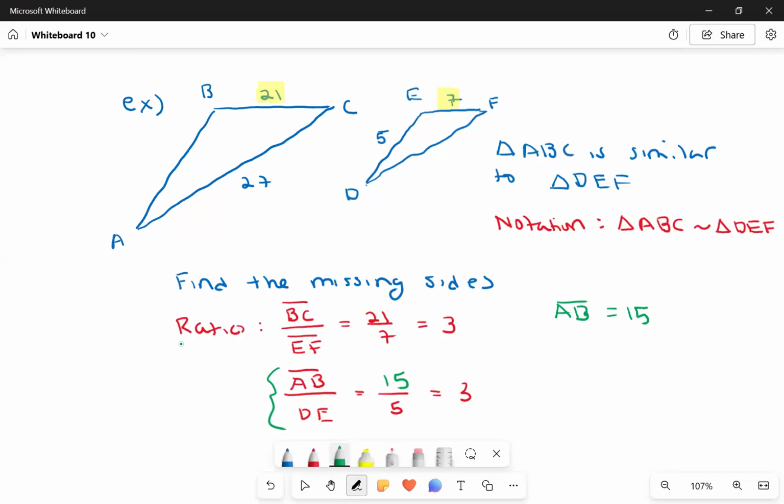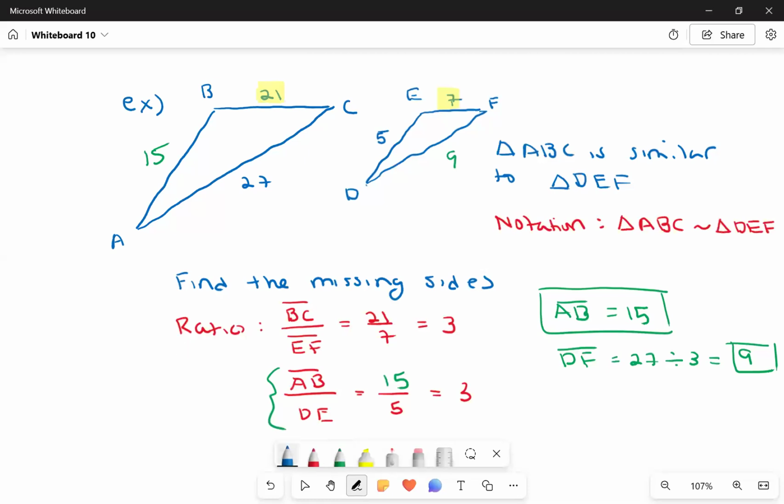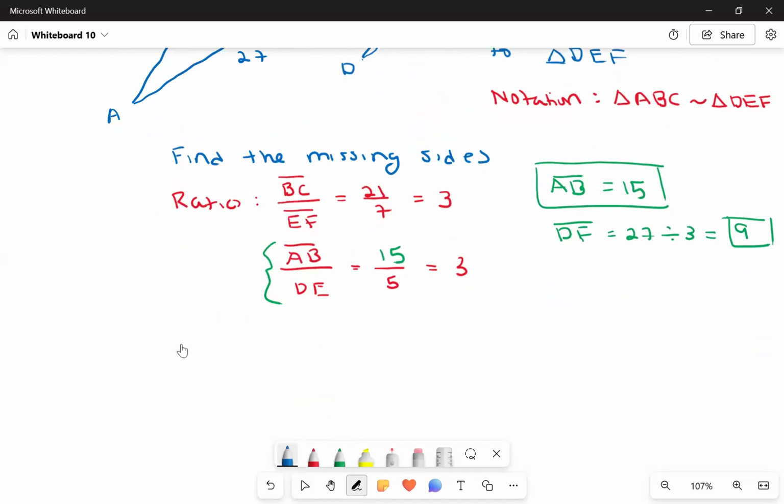Let's go ahead and find the side DF. That's the other missing side. Since it's from the smaller triangle, I'm going to take the 27 and divide it by 3, and that will give me 9. So there's AB, there's DF. I found the missing sides. And it makes sense: if I look at them up here, one triangle is 3 times the size of the other. Wonderful. It doesn't have to be triangles. We can use any polygon.